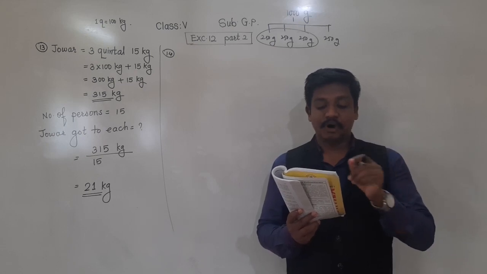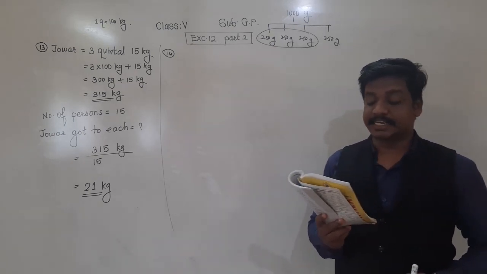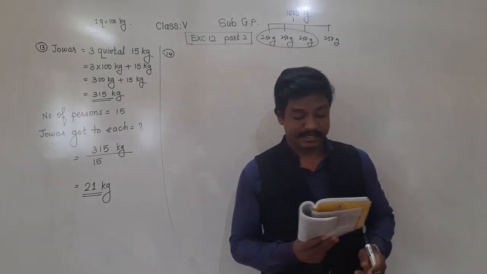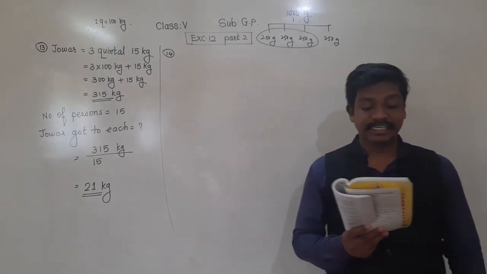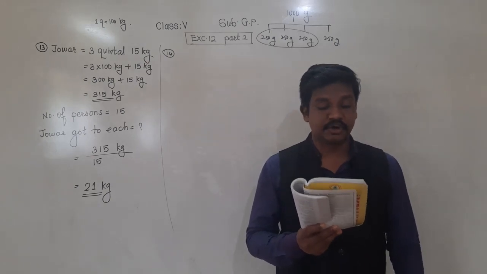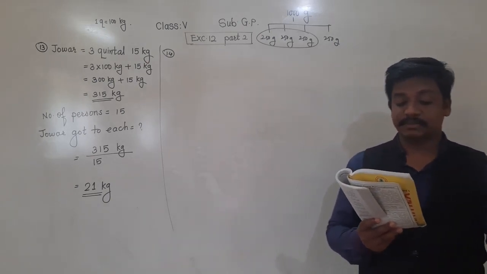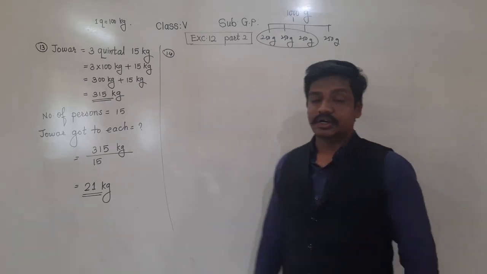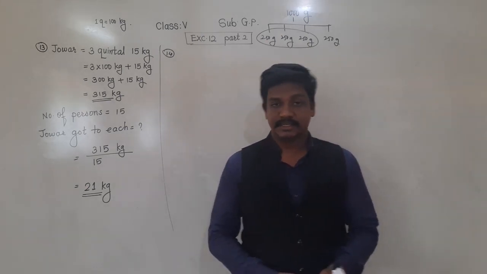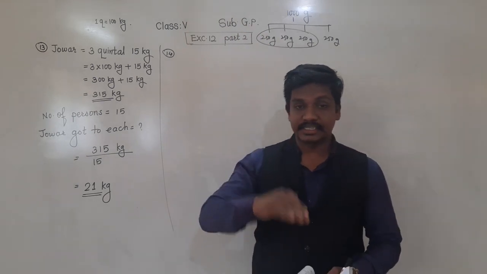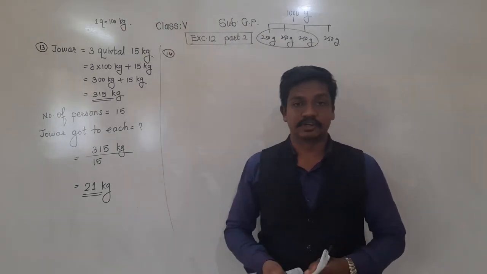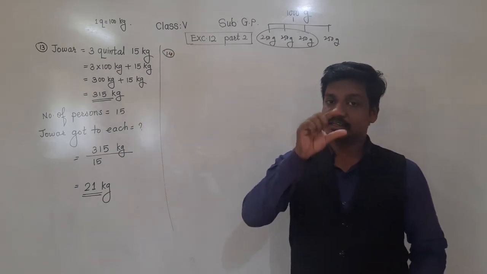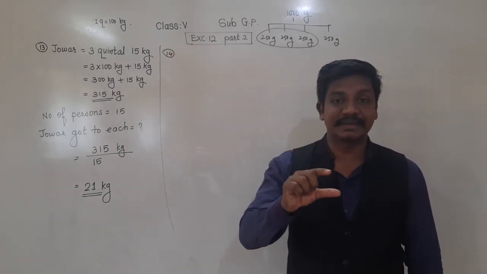Then see problem number 14. Each step of a staircase is 15 cm in height. The first floor is at a height of 3 meters from the ground. How many steps does the staircase have? So you might have seen a building where the steps are there to go to the first floor. The height of the first floor from the ground floor is 3 meters, and the height of each step is 15 centimeter.